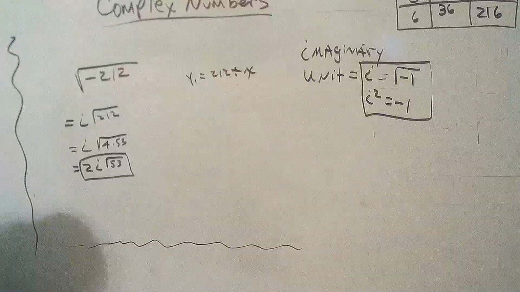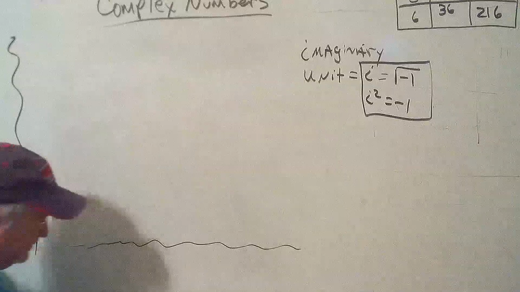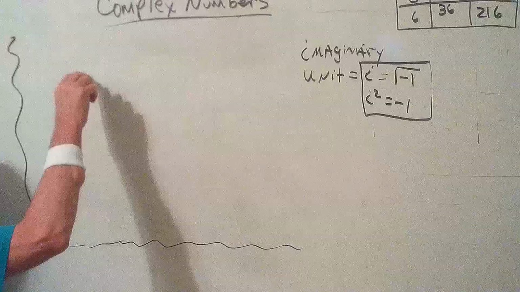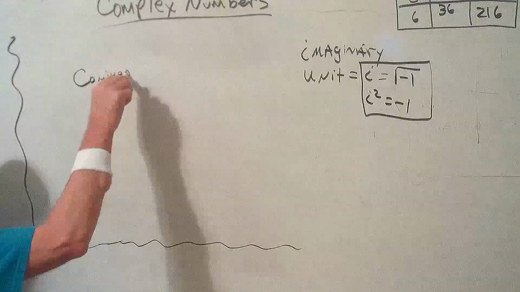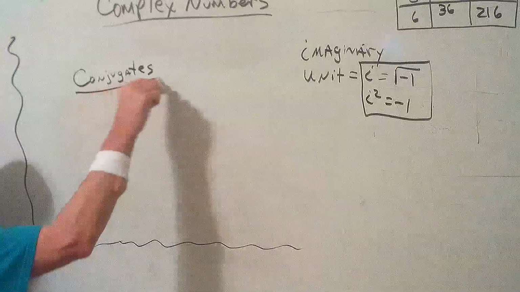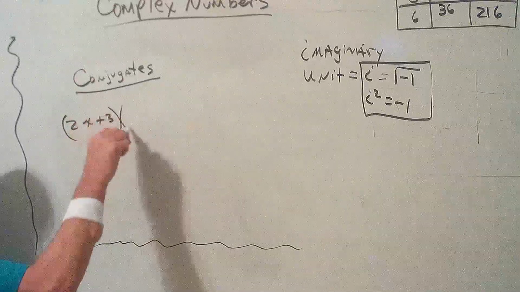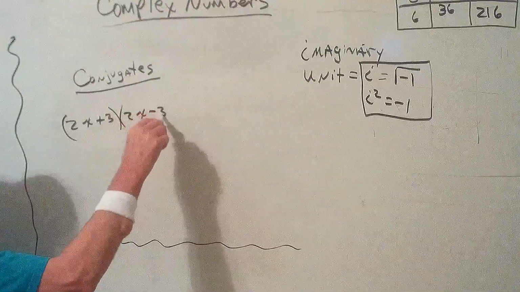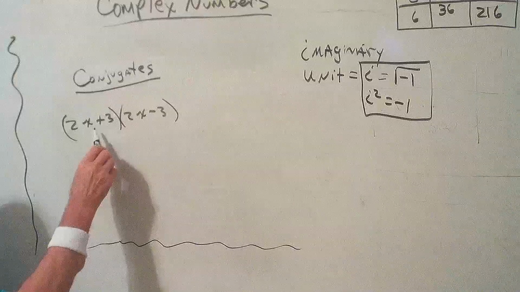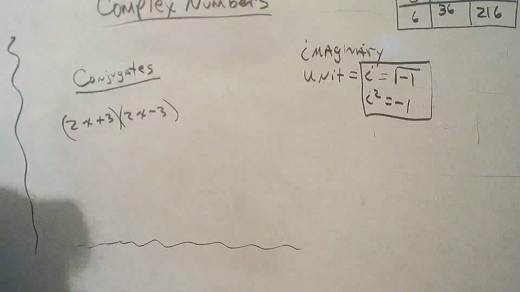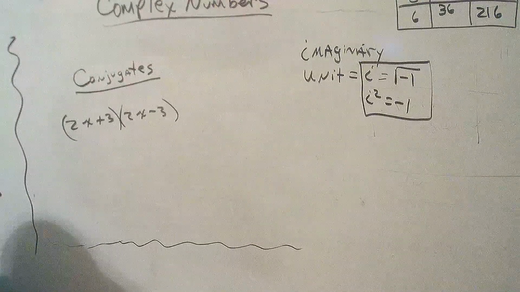Now, in our next lesson, let me just kind of get you ready for this. We're going to use conjugates. We talked about this earlier in the year. G-A-T-E-S, conjugates. So if we have 2x plus 3 times 2x minus 3, we have the same numbers here, 2x, 2x, 3, and 3. The only difference is this one's positive and this one's negative. Now what's going to happen here is the middle term, the linear term, is going to be eliminated.